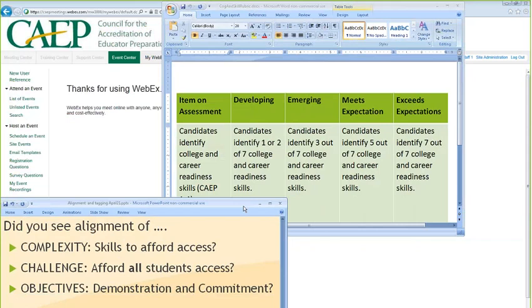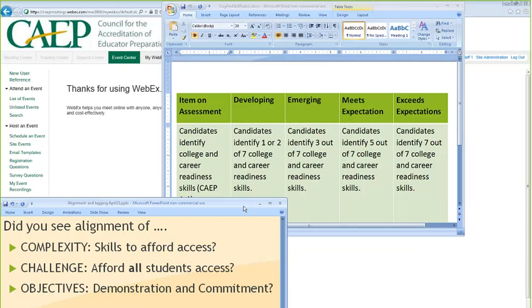I don't think so. What we're seeing basically is identification of areas, which is knowledge, and a very low-level knowledge really, of being able to identify college and career readiness skills. We're not seeing skill development to afford access. The challenge in this component of 1.4 is really affording all students access. So the complexity is in the skills.